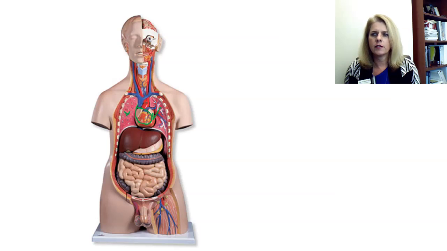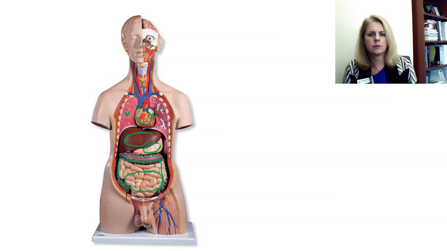I know that the liver is always going to be found just under the diaphragm. I know the stomach is always going to be found deep and posterior to the liver. I know the small intestine is always going to be in the central abdominal pelvic cavity, and the large intestine is going to wrap around it. So even though I've never seen this model before, I can still identify the organs.